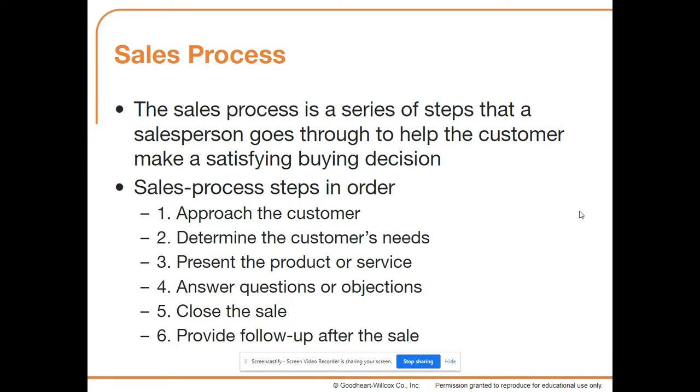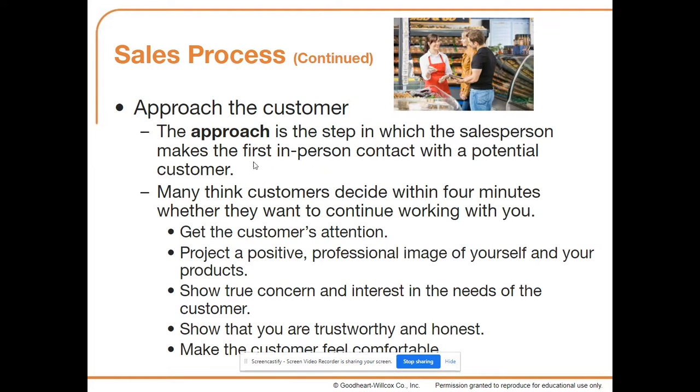So now we're going to walk you through the sales process. The sales process is a series of steps that a salesperson goes through to help the customer make a satisfying buying decision. I'm going to talk about each of these steps individually, but the sales process steps in order are to approach the customer, determine their needs, present the product or service, answer questions or objections, then close the sale and provide follow up after the sale.